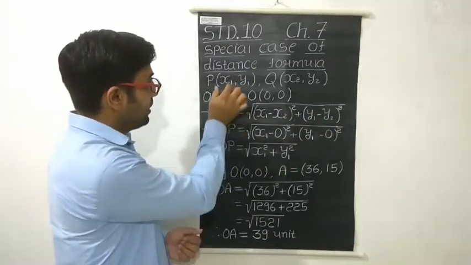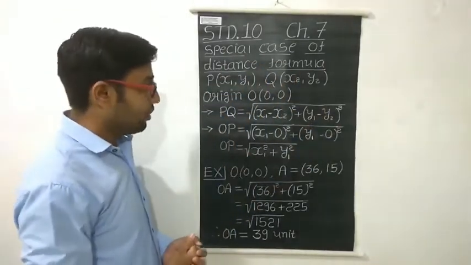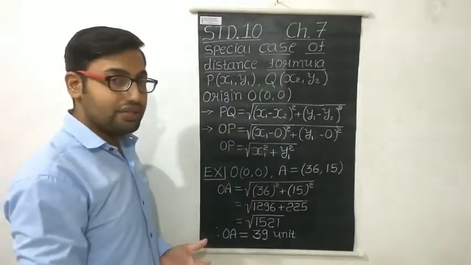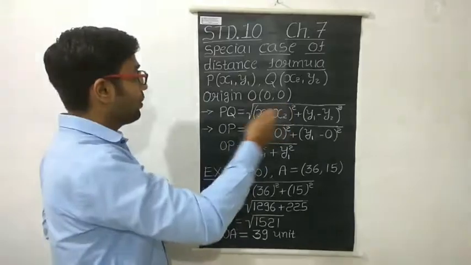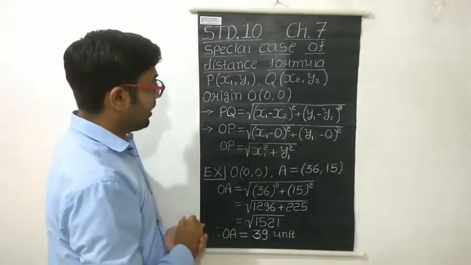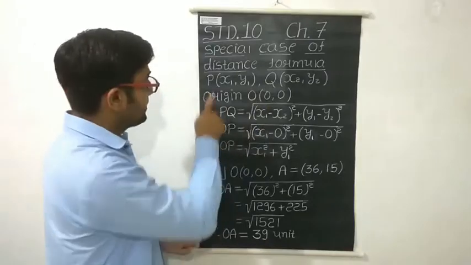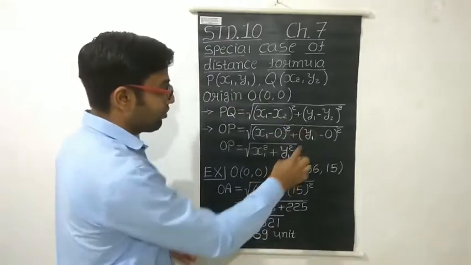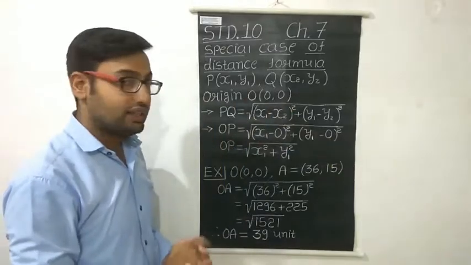So here what we have to put? The coordinate values, all x1, x2, y1, y2. What will happen if, instead of Q, we have the point O? That means we want to find the distance between P and O, from the origin to the point P. That distance we have to find out. So that is OP equals square root of (x1 minus x2). Instead of x2 we have to put 0, that is x1 minus 0. And instead of y1 minus y2, now we have to put y1 minus 0, because x2 and y2 are the origin coordinates and those are 0.